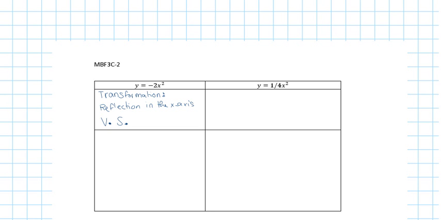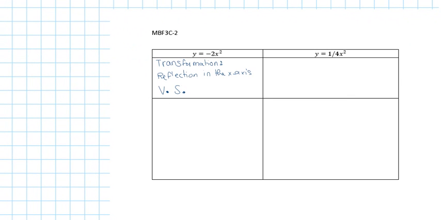Okay. Now we need to sketch. Okay? Anytime you're sketching a quadratic, you want to start with your vertex. So we're going to list our features here. What's the vertex? 0, 0. Because remember, this is not going to affect my vertex. The vertex is going to stay at 0, 0.